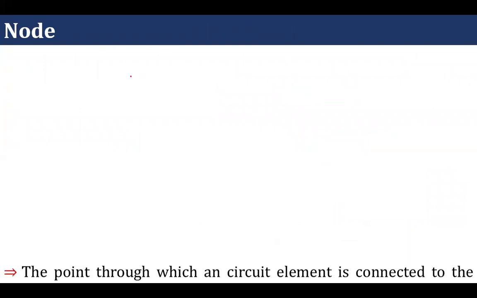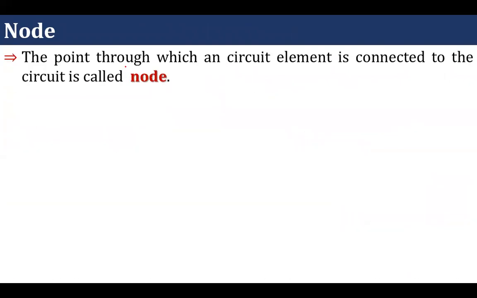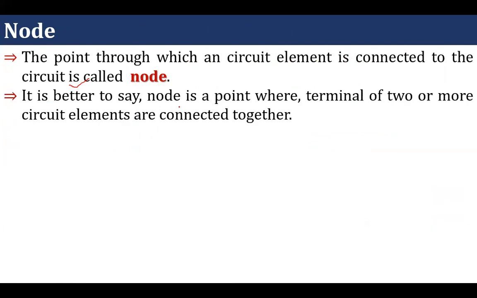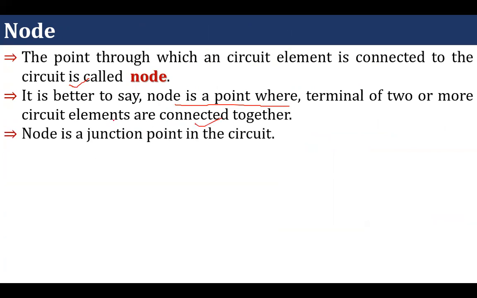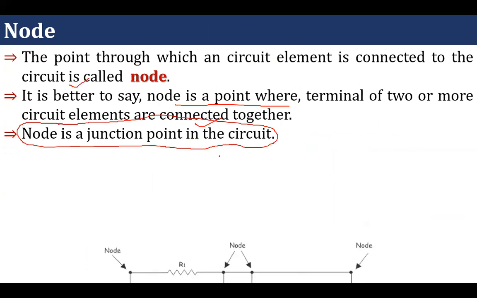Now we shall go through node. The point through which a circuit element is connected to the circuit is called a node. In a very simple way, we can say that a node is a point where terminals of two or more circuit elements are connected together. If I simplify again, a node is a junction point in a circuit where more than one circuit element is connected.